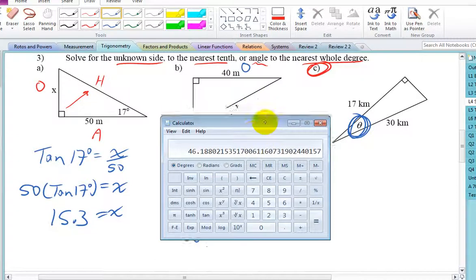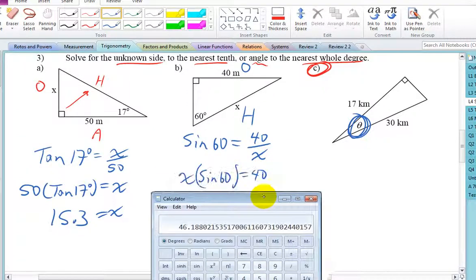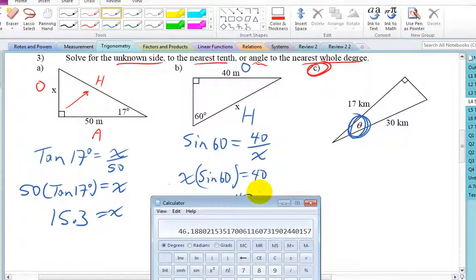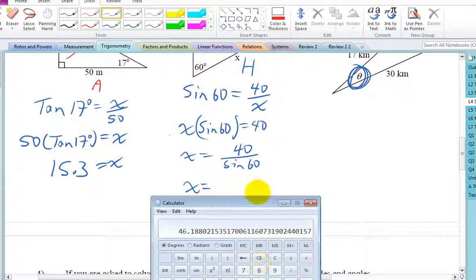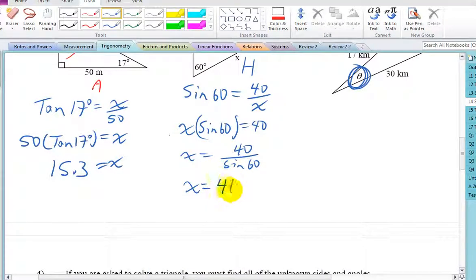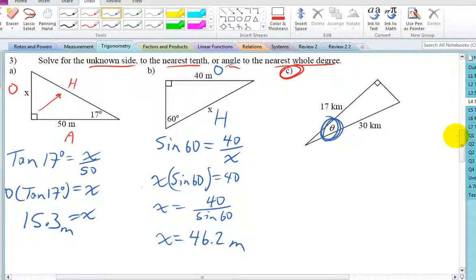Okay, so you want to get X out of the basement that's dark with spiders. So do the opposite of dividing, bring it across and multiply. Then get rid of the sine 60. 46.2. Now those are lengths, meters. How many people got 46.2? Good. Okay, do C now.